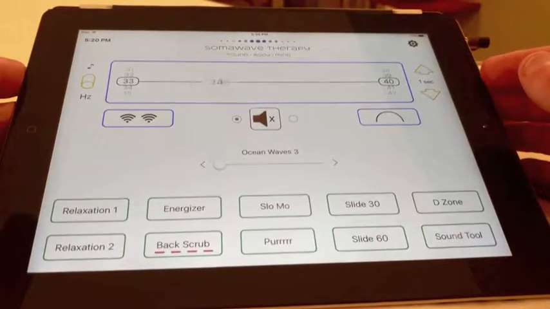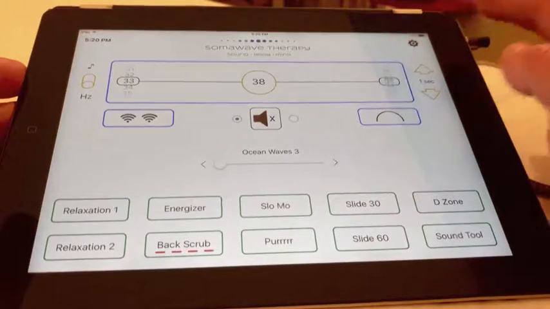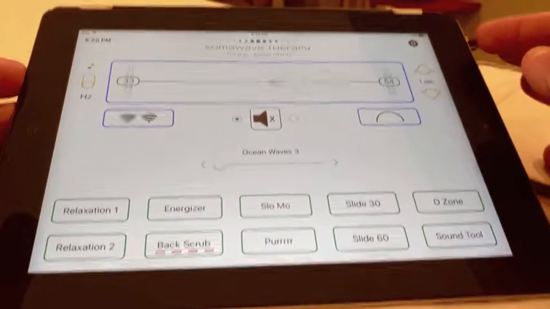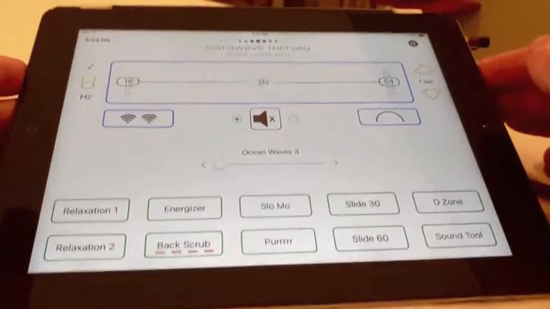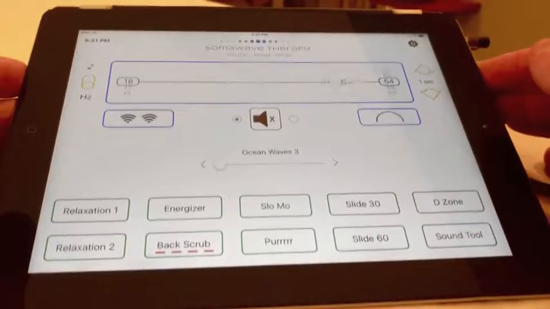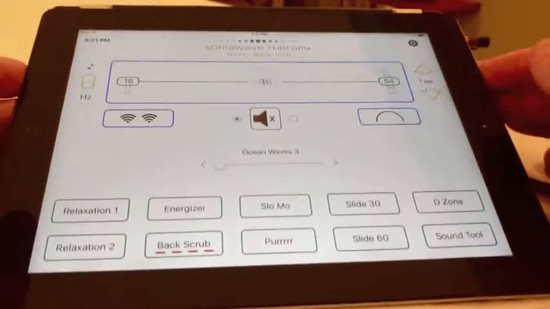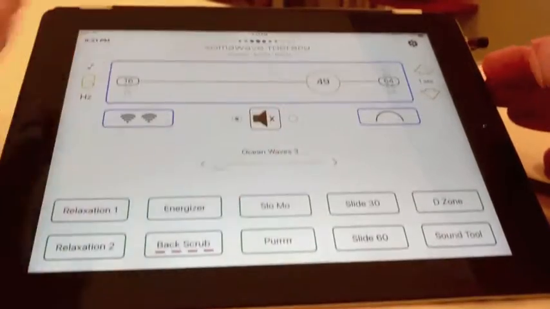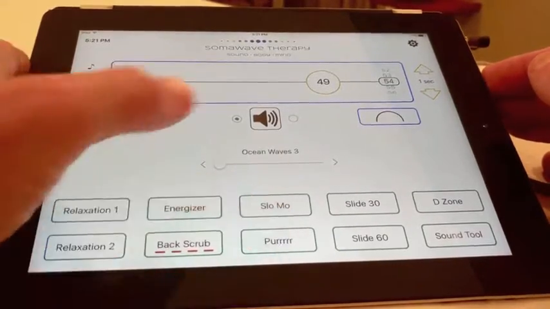So yeah, there you have it. That's a fun variation. You could increase the frequency range. You can get really crazy. Turn it all the way down to a low point. Get even more of a scrub factor. Play around with that.